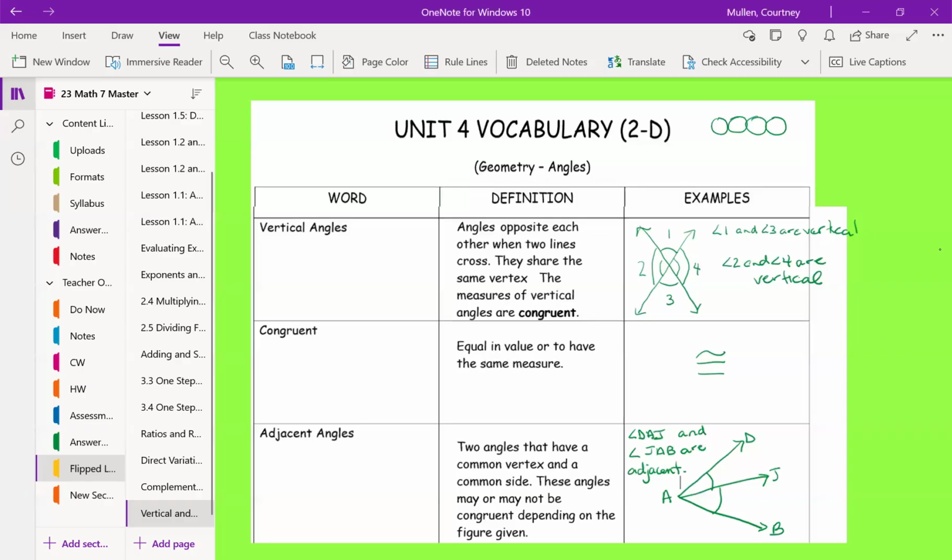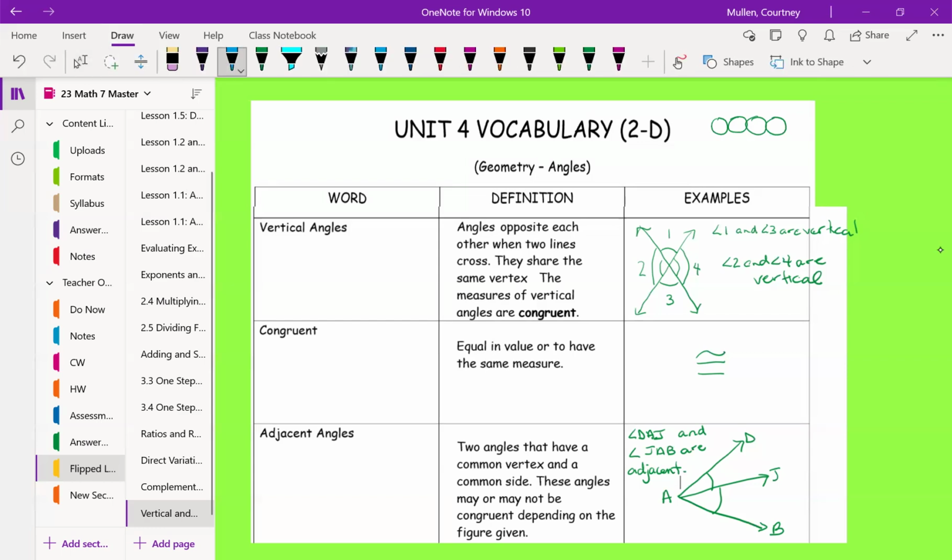They share the same vertex, and the measure of vertical angles are congruent. Now, congruent is another vocabulary word, and we'll get there in just a second, but take a look at this diagram. Angle 1 is vertical with angle 3. They share this vertex point, and they are opposite from each other. Angles 2 and 4 are also vertical because they also share this vertex point, and they're opposite from each other.